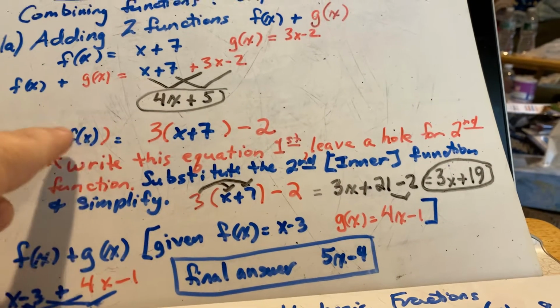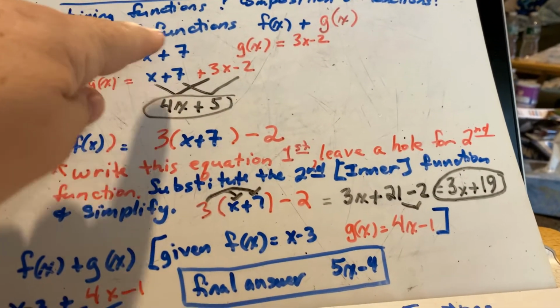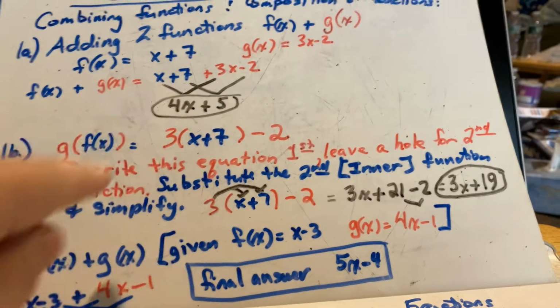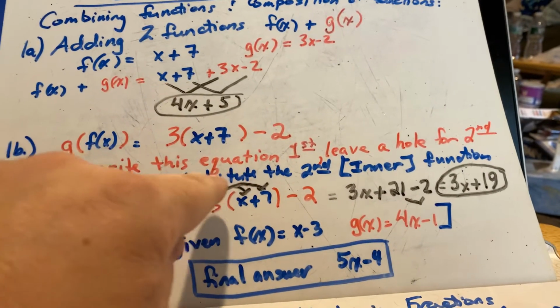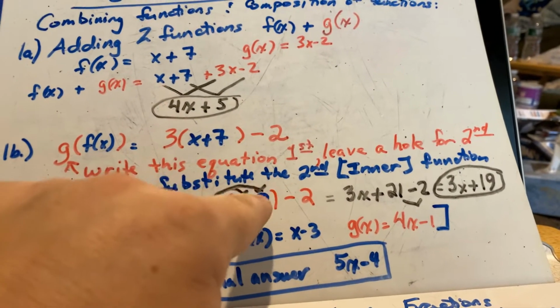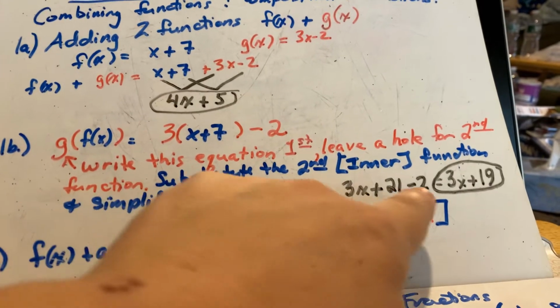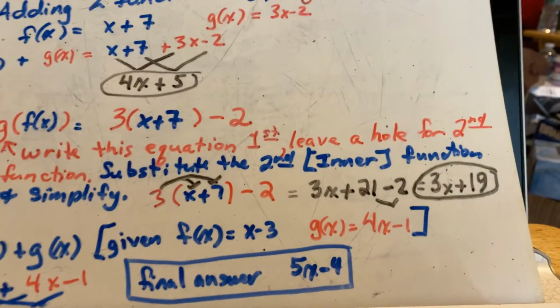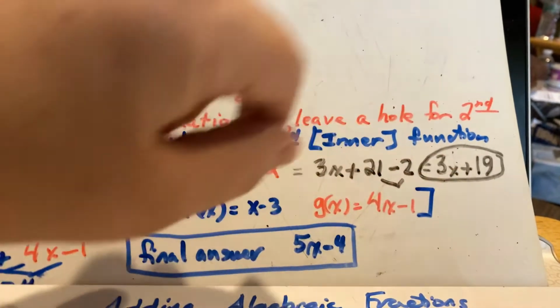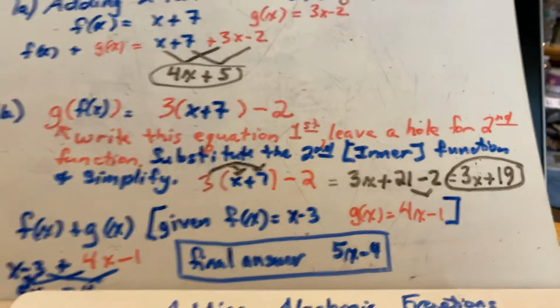So what was f of x? We were given f of x is x plus 7. Substitute it in here. To simplify this, you're going to distribute that 3. 3 times x is 3x. 3 times 7 is 21. Subtract the 2. Again, we combine like terms, and so the 3x stays. 21 minus 2 is 19.